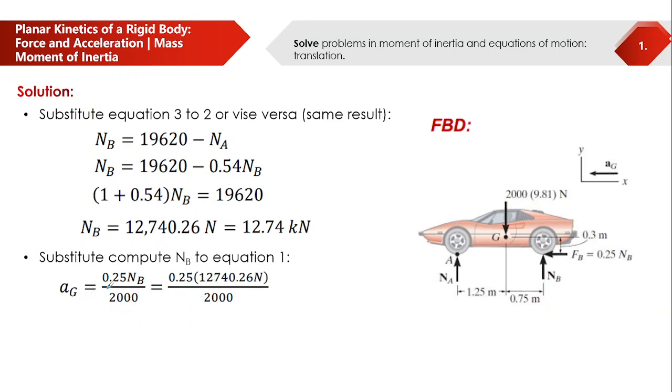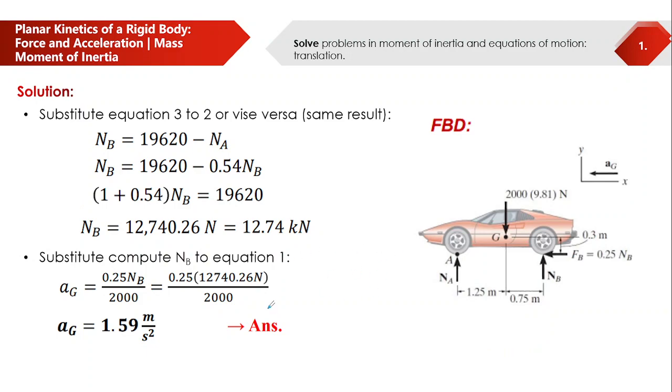Therefore, for our acceleration, that will be 0.25 N sub B over 2,000. 0.25 times the value of our N sub B, that will be 12,740.26 over 2,000. So therefore, our acceleration for this problem is 1.59 meters per second squared. So that's how you solve for the acceleration of the car using the three equations of motion, and the planar kinetics of rigid body: forces, acceleration, mass, moment of inertia.